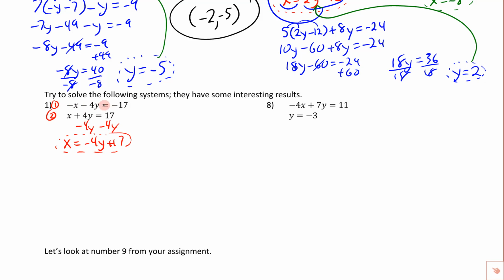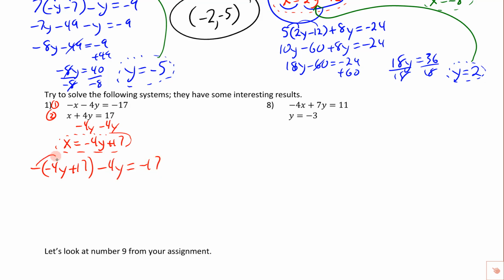We want to plug it into the other equation. So here's what we're going to do. Wherever there's an x, we're going to put negative 4y plus 17. So there's a negative. We're going to put what x is equal to. It's negative 4y plus 17. And then it says minus 4y equals negative 17.